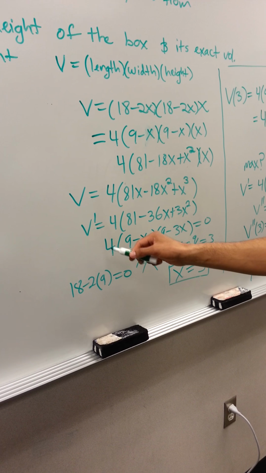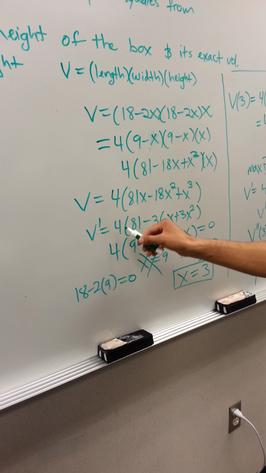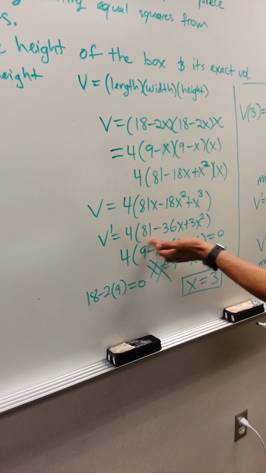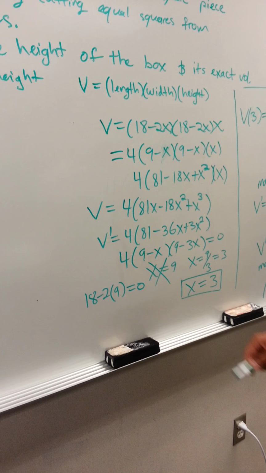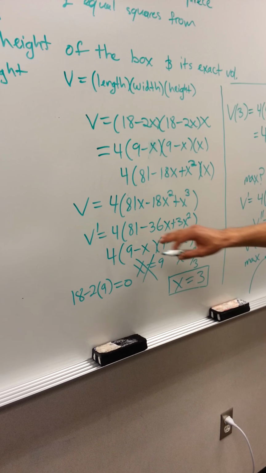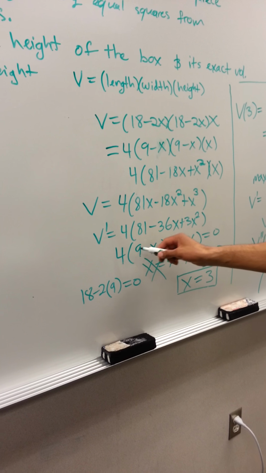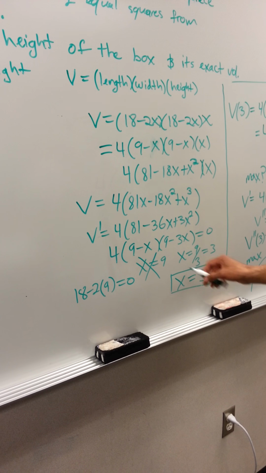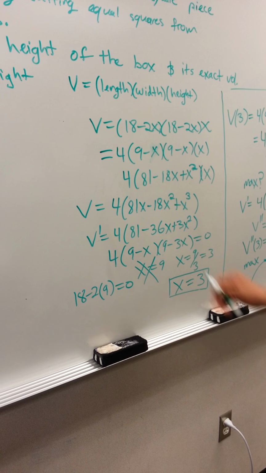So here is where I take the first derivative. This 4 remains on the outside. What ends up happening is we're just left with 81 minus 36x plus 3x squared. And we can further factor this down if you just look for a common factor. So we have 4 times 9 minus x times 9 minus 3x. And if you FOIL this all out, you'll get back to this same thing here.